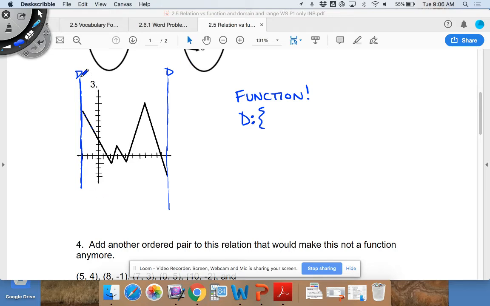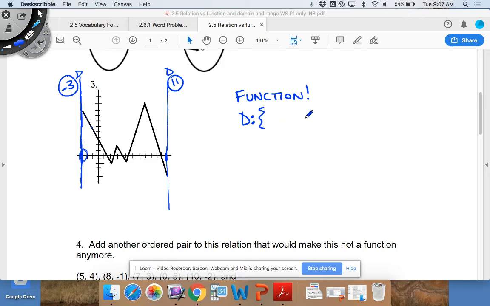What x value did that line cross through right here? -3. What x value did this line for my domain cross through way over here, the positive one? 11. Okay, so the domain is every single number from -3 all the way to +11, including all the decimal numbers in between. So here's the way we write that.